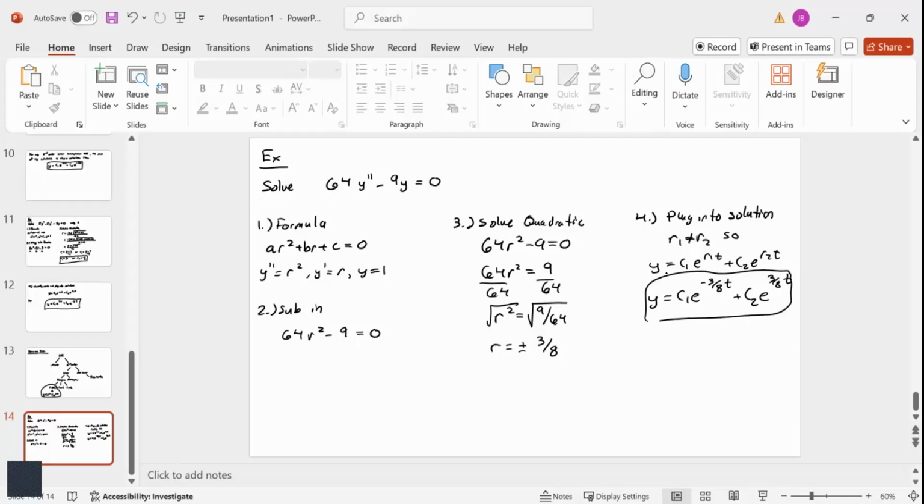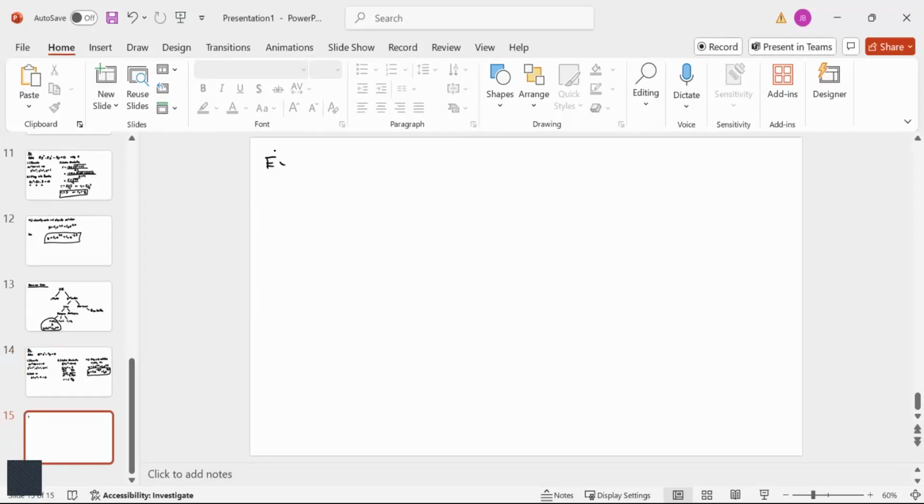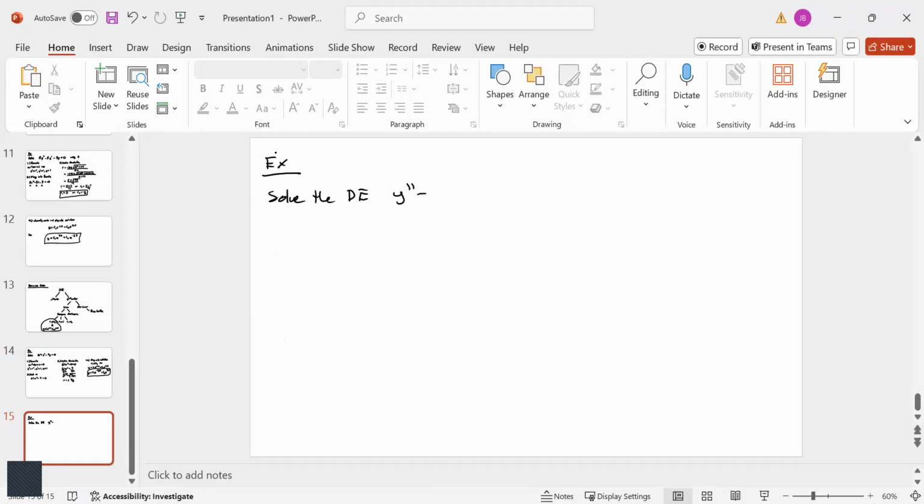That's the process. Again, they're going to try to trick you by getting rid of one of them, and you just have to be aware of that. And just for completion, let's do the other one. What if they say solve the differential equation y double prime minus 8y prime equals 0? What if they do that instead?